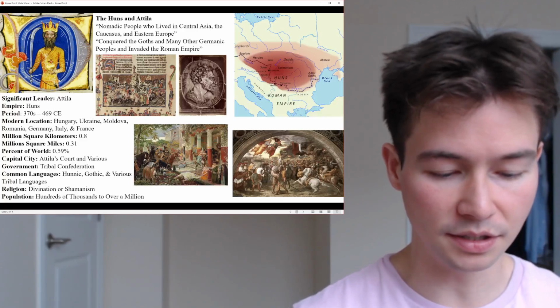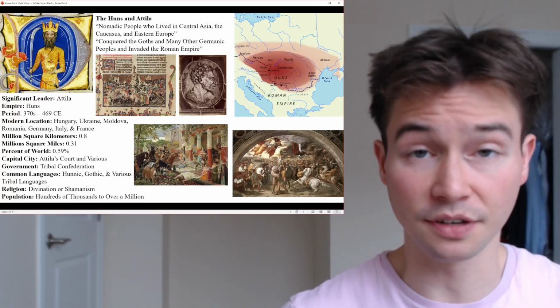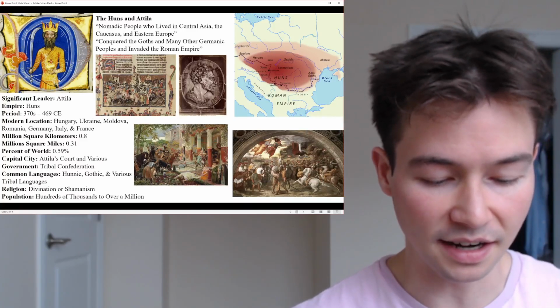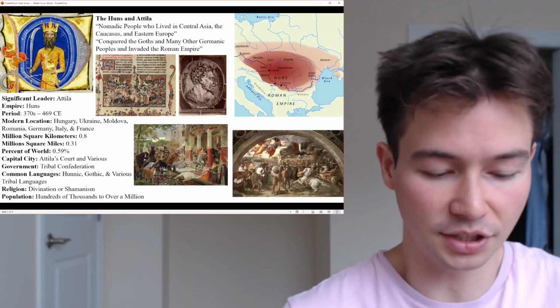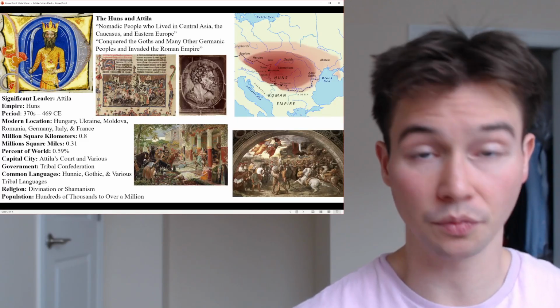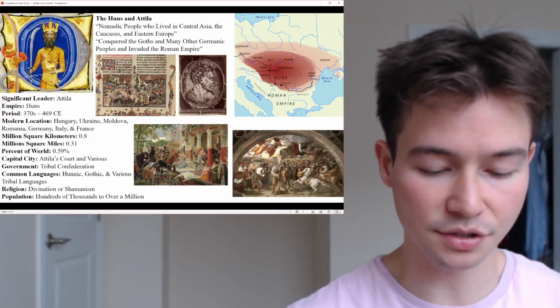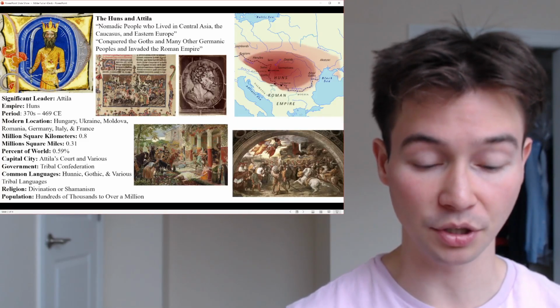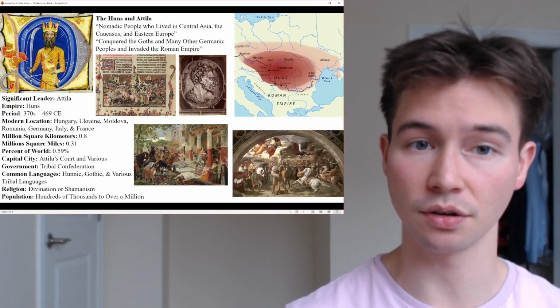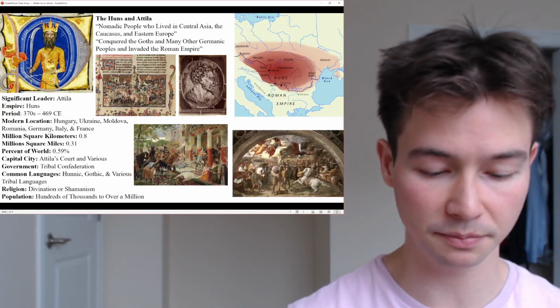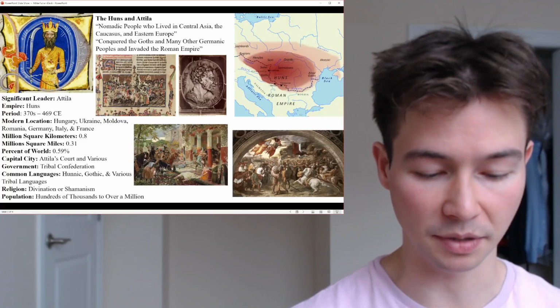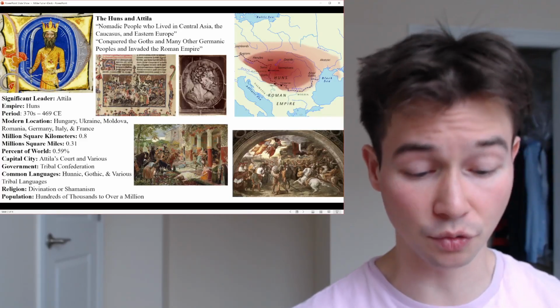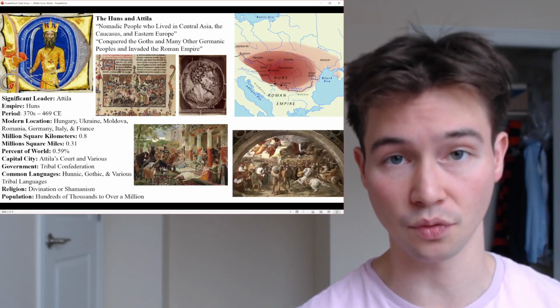As for dispersal and legacy, the defeat at Nedao led to the dispersal of the Huns. Some migrated eastward, going back, while others integrated with the various peoples they had come in contact with. So many of their descendants are sort of mixed across Europe. The Huns left a lasting impact on European history, as one might guess, influencing the movement of nomadic groups and contributing to the fall of the Western Roman Empire.